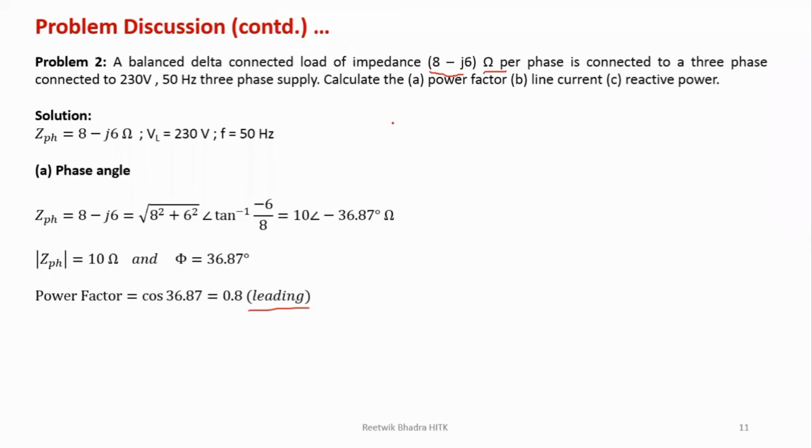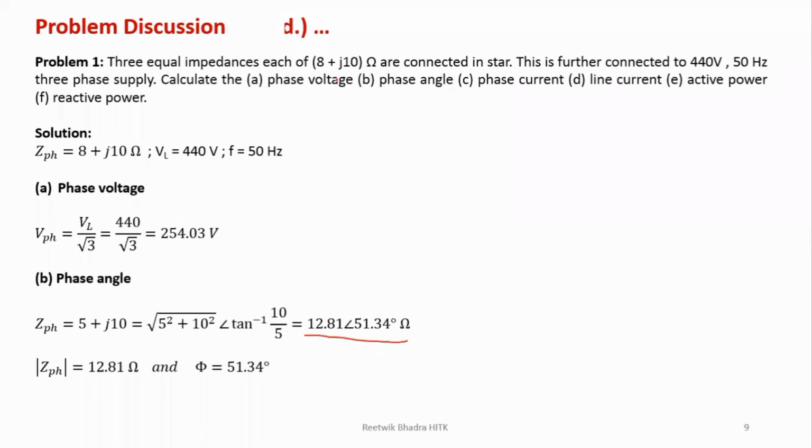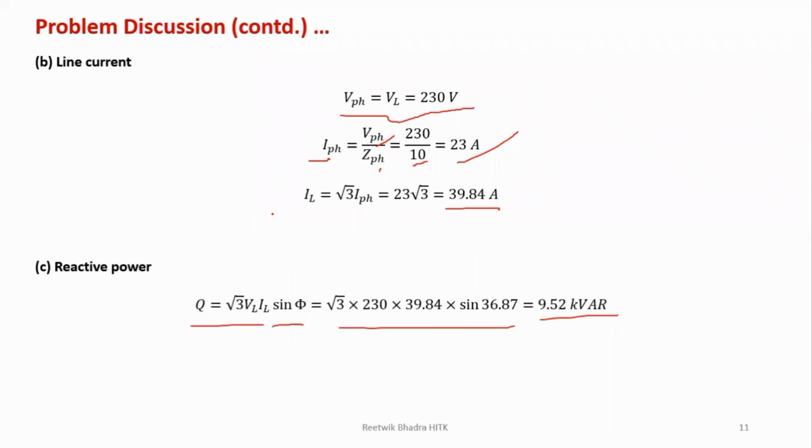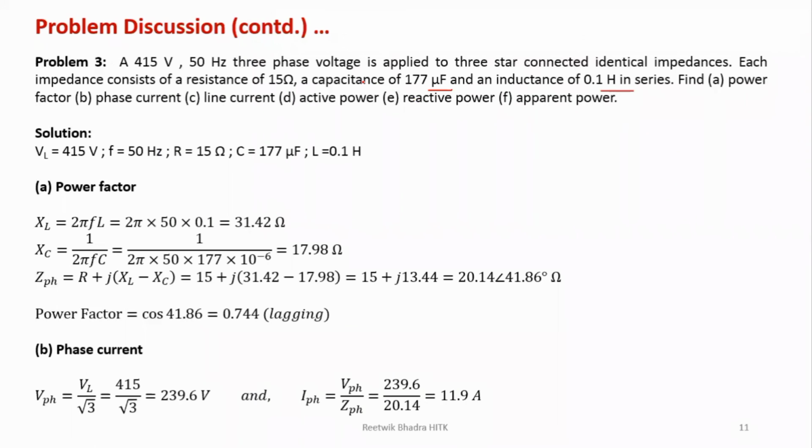Previously, you saw the problems where this was directly given in ohms. So XL was given directly, or XC was given, because these are ohms. Now you have to convert it into XL and XC. So first step, always check the unit of capacitance and inductance. So what I have done is found XL, you know what XL is, 2 pi FL. 2 pi into 50 into 0.1 as given, so 31.42. Similarly, find out XC, 1 by 2 pi FC, 1 by 2 pi into 50 into 177 into 10 to the power minus 6 gives you this.